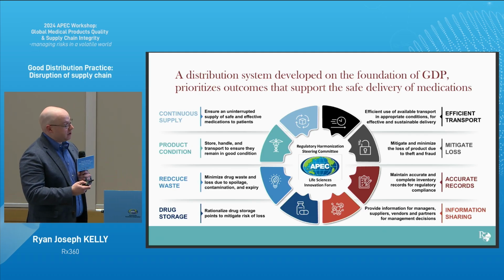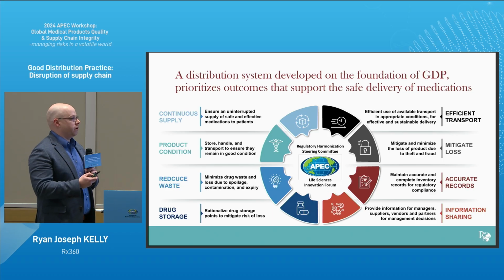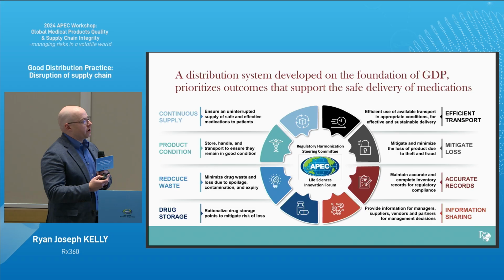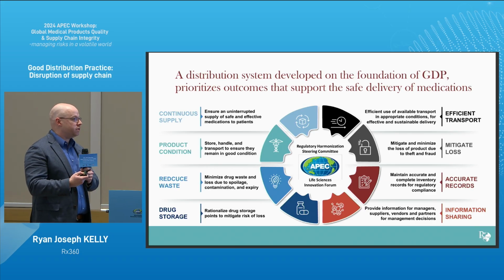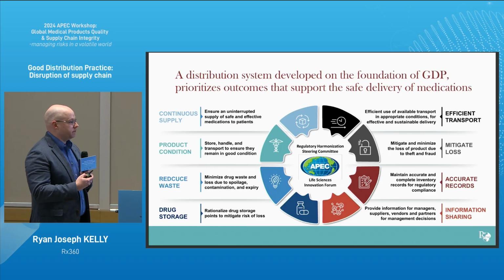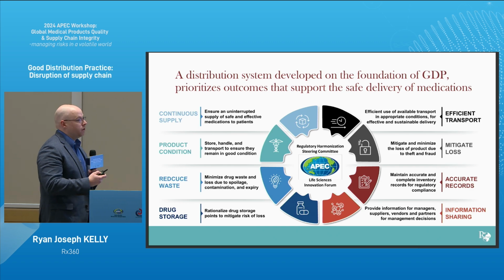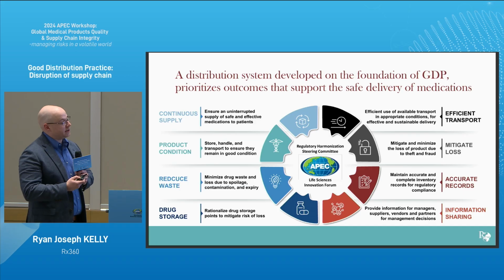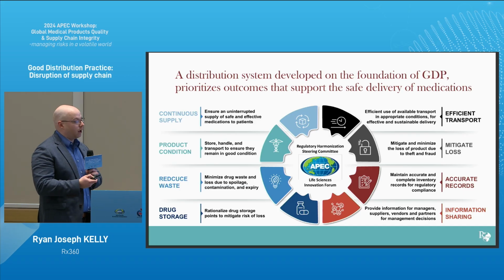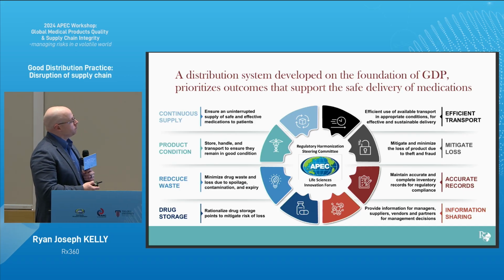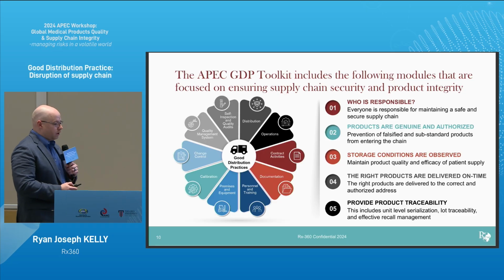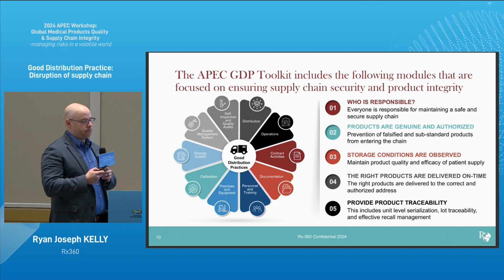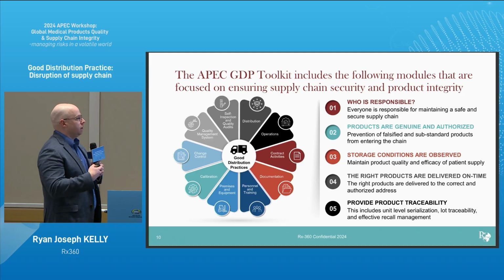and most critically perhaps, information sharing and education, to make sure that all of our managers and our staff are being provided the right information and the right tools for continuous education, so that whether it's suppliers, vendors, or partners that you're working with, we're making sure that end-to-end the supply chain is safe, secure, and that our patient supply is maintained adequately. And so the APEC GDP toolkit includes 10 different modules. They're focused on ensuring supply chain security and product integrity.